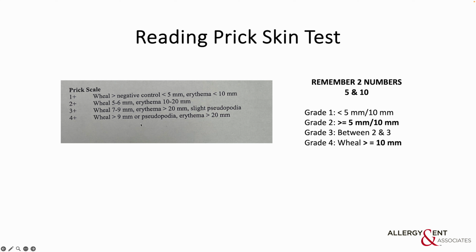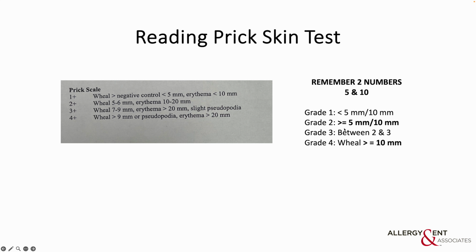So if you have a pseudopod, pseudo means fake, pod is like leg, right? And I'll show you what a pseudopod looks like in a little bit. If you have a pseudopod and the wheal is 10 or above, then you will call it a 4. Basically, a 5 wheal with 10 redness is grade 2. A 10 wheal or pseudopod will be grade 4.